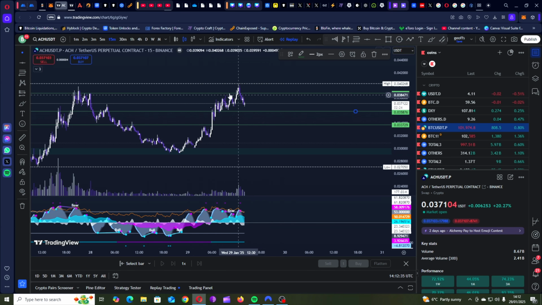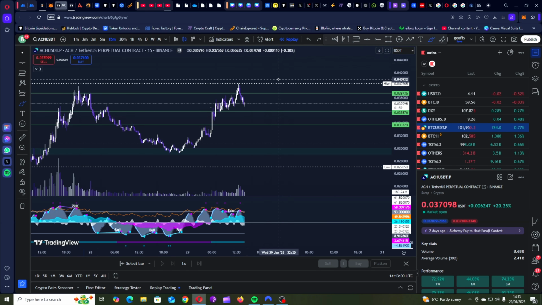This block is a chop block where everyone's going to get chopped up. Chop, chop, chop, chop, chop, chop. That's what you're going to get in there, chopped up. This short wasn't valid for me yet. It was a good short because we took liquidity there. But it wasn't valid for me yet.